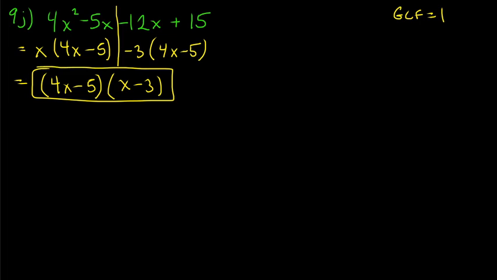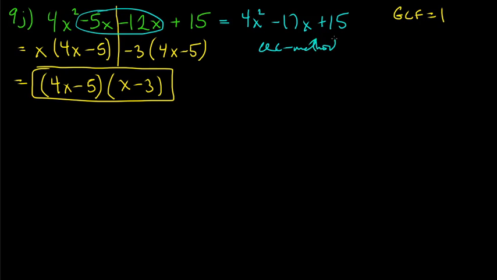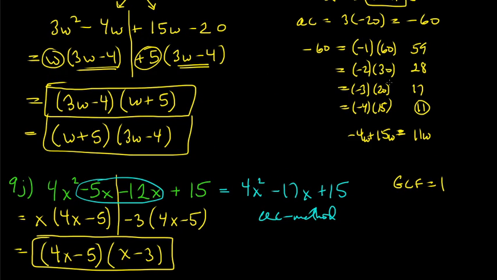Right? If you were not careful, you might have combined the negative 5x and negative 12x. You would have had 4x squared minus 17x plus 15. Now it's a trinomial, and now you would have to use the AC method. So you can do it that way, but you're making it harder because you're going to look for two numbers that multiply to 60 and add to negative 17. Well, we did that already. It would be 3 and negative 20.